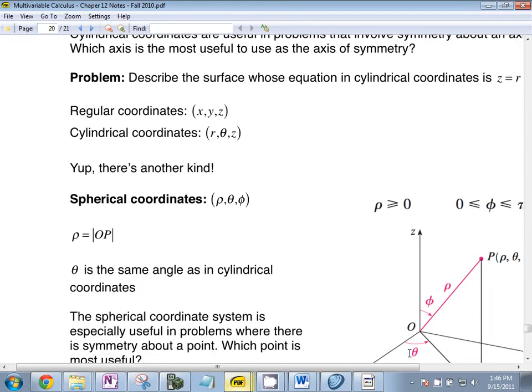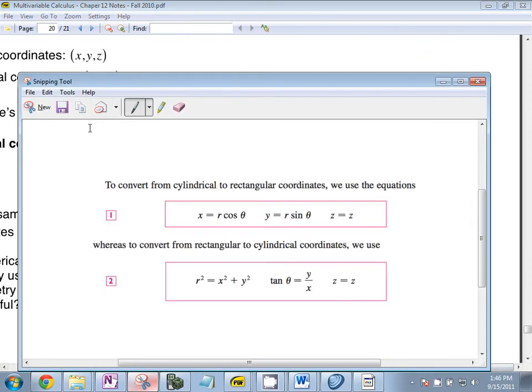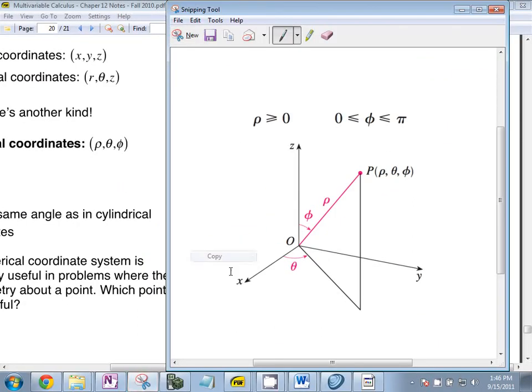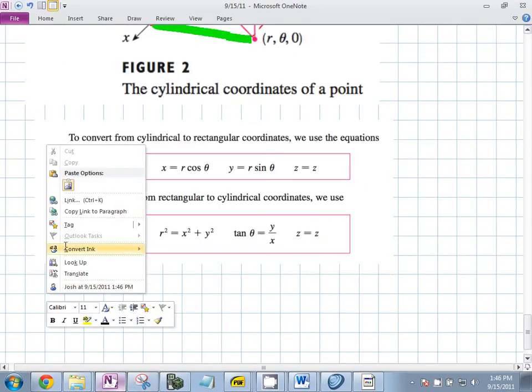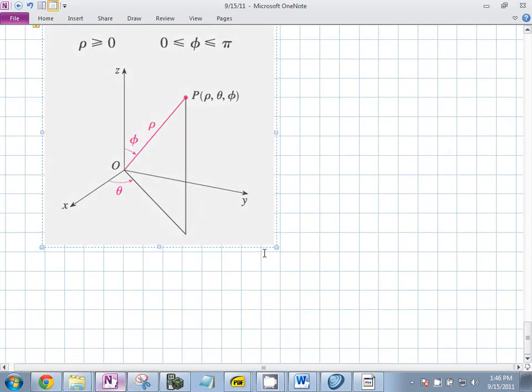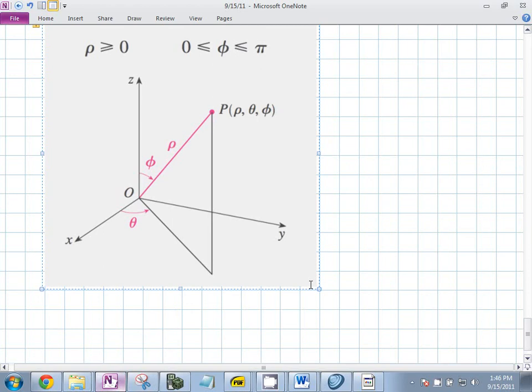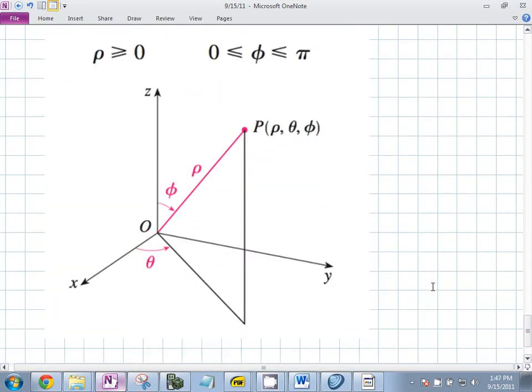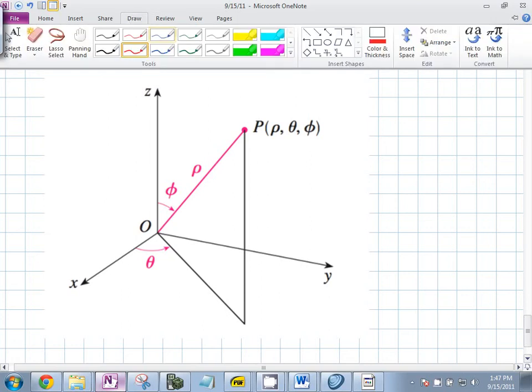Spherical coordinates. You guys had to take notes on this, so this shouldn't be too new to you. The biggest question is, what are the words they use to describe each of these Greek letters? Okay, so there's our point P in space. Now there's nothing in common with rectangular coordinates. But what's the one thing that's in common with cylindrical coordinates? Theta. Theta stays the same. Rho, in this case, which one's rho? The last one.